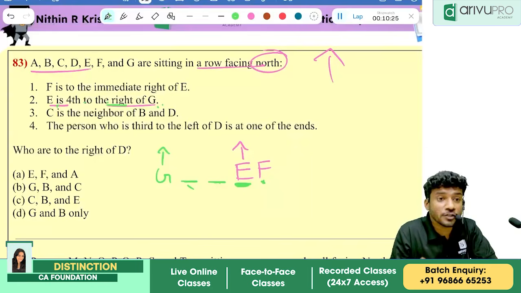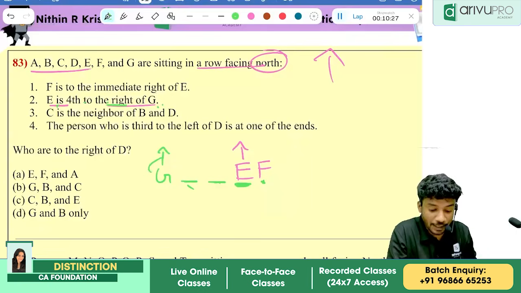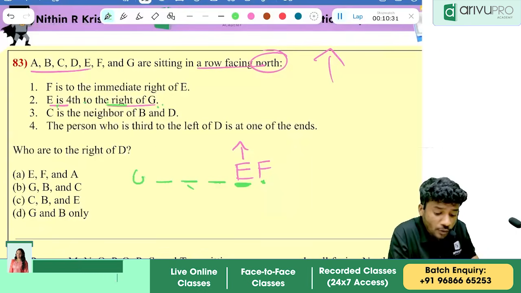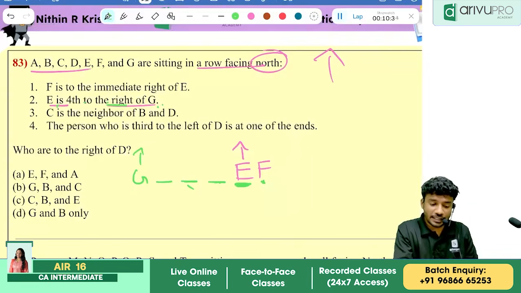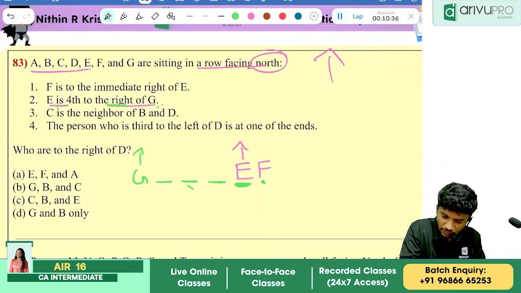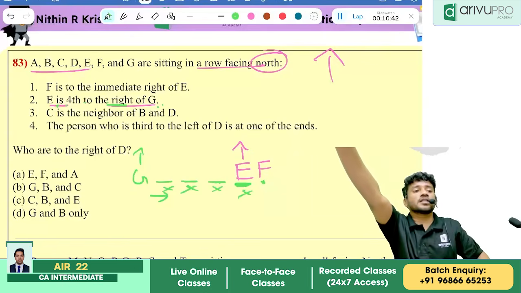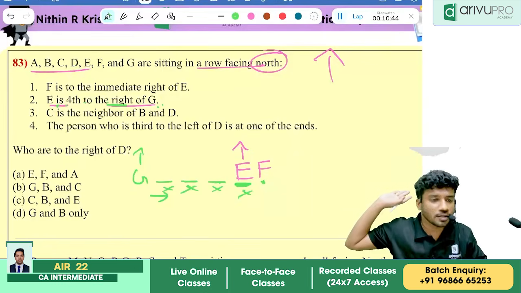Yes. How many people should be there in between them? 3 people. Now I will ask, one more person sat. Now is this correct? E is 4 to the right of G. We will check. Right side is this. First person, second person, third person, and the fourth person is who? E. Correct? Now it's correct.